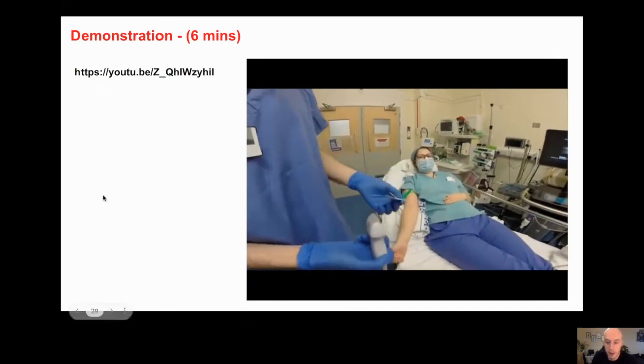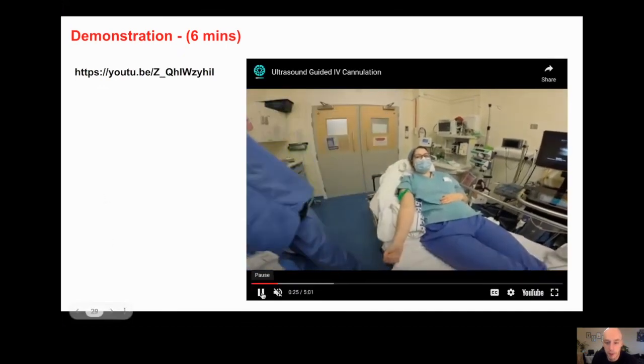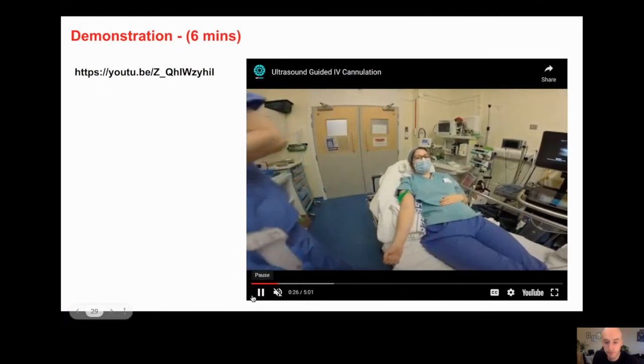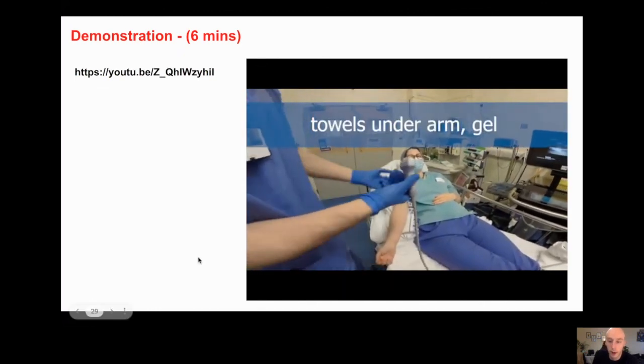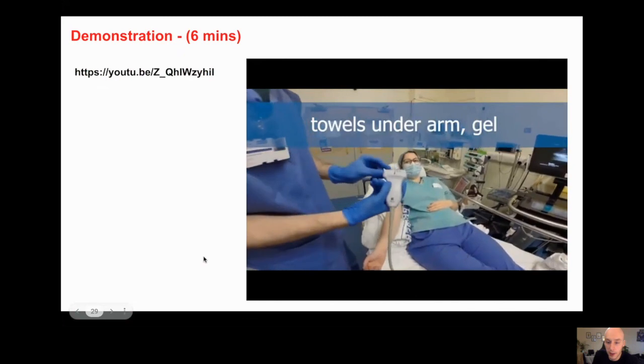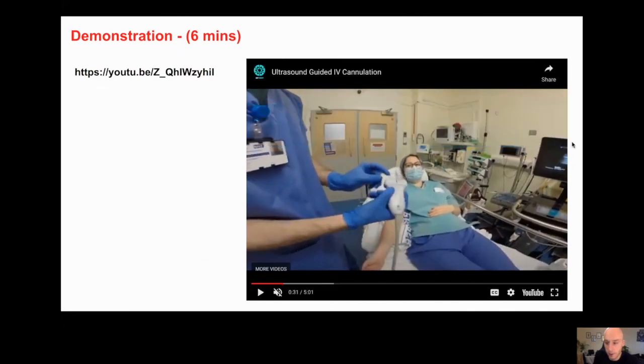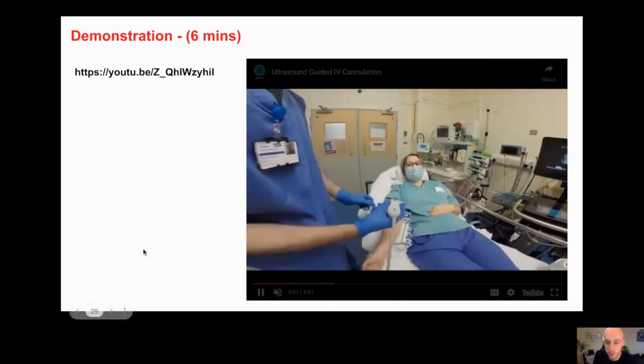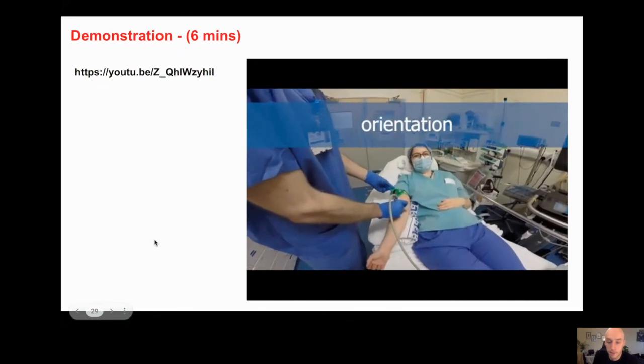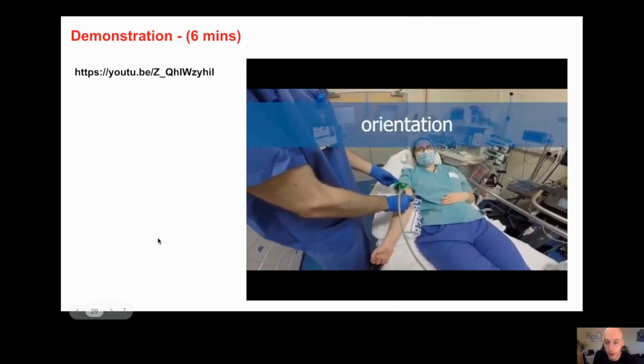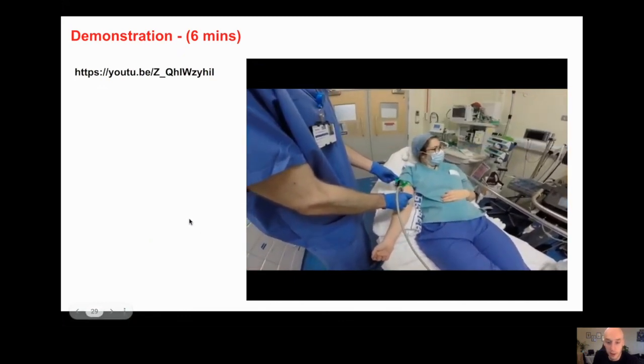So first things first, I have made Sophie comfortable by putting a towel underneath her arm. I'm now going to check. Yeah, there you see me touch the side of it. I'm just looking at my orientation. First of all, I haven't cleaned. I'm just scanning the arm, trying to find a nice vein.